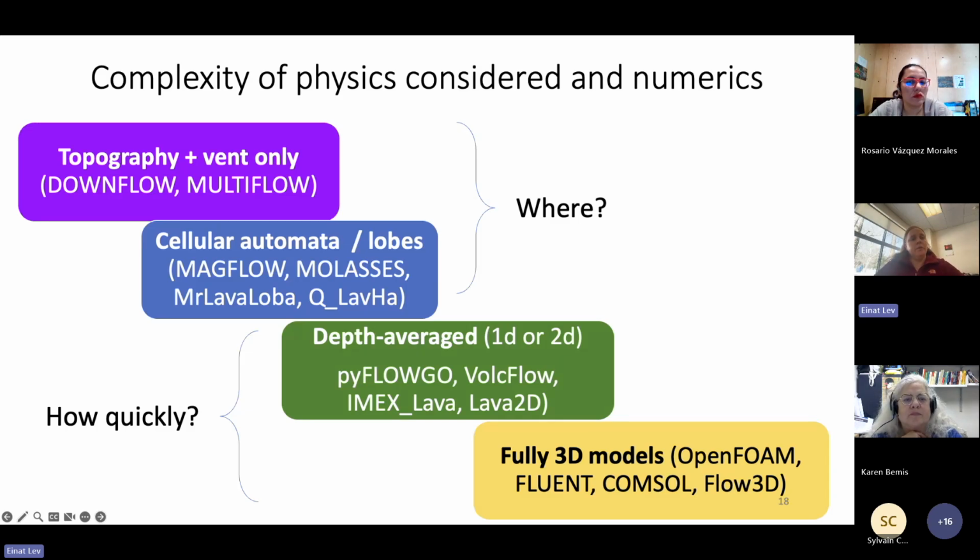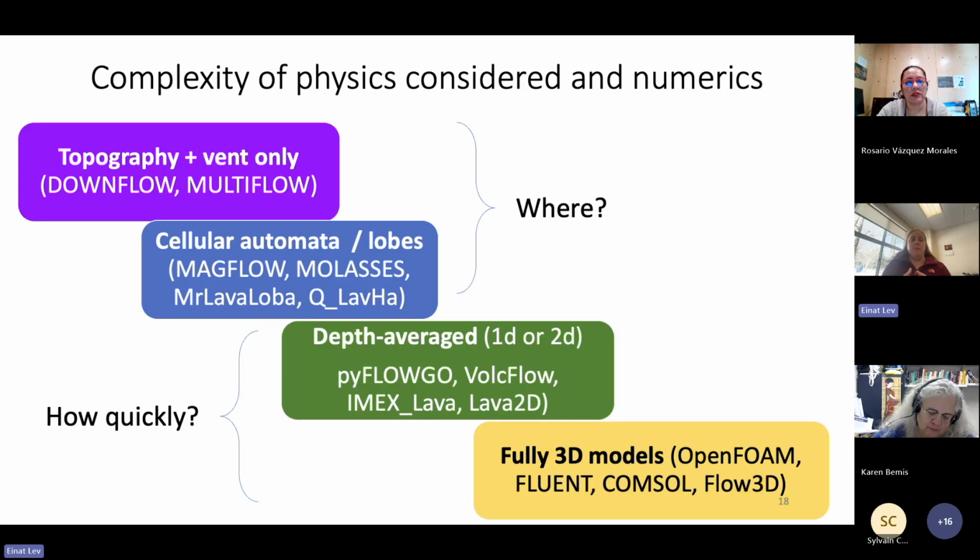Models also vary in complexity of the physics considered and the numerics. The simplest models for lava flow only take as input the topography and the location of the vent, and then they just follow the path of steepest descent. Examples for some of these codes are downflow and multiflow. The advantage is they're really, really fast. Sometimes they would maybe follow the path of steepest descent with a little bit of noise to give you an uncertainty of where the lava would go.